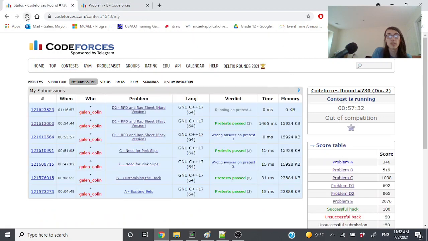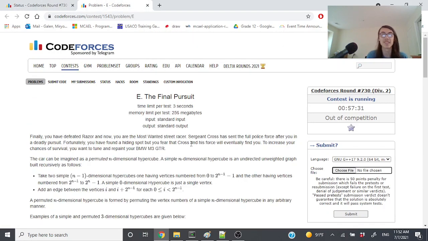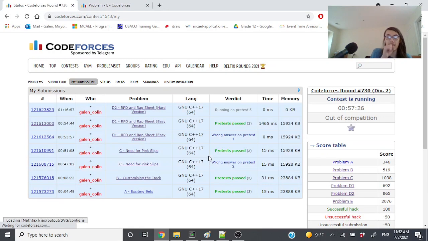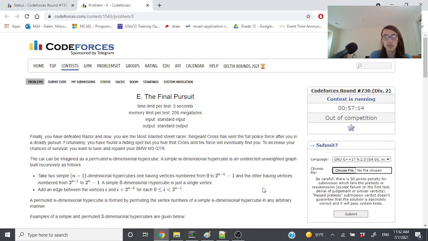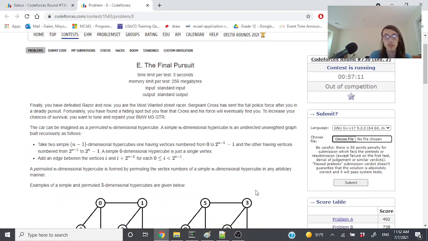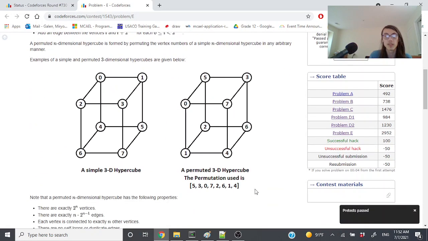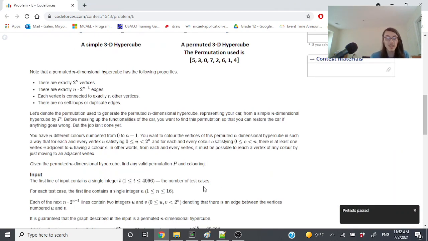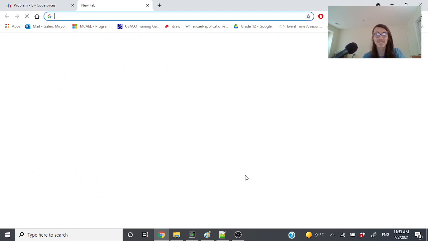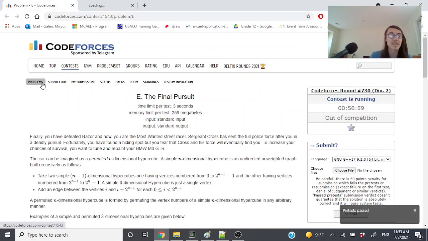Anyway, what's E? I haven't even followed the statements. Okay, pretest 5. I guess it took a while in pretest 4. I don't know. Pretest 7. Okay. Permute n-dimensional hypercube. Oh, 1310. Okay, we're totally fine. What the hell is this? 16 cubed. So this is their anti-AK problem, huh?